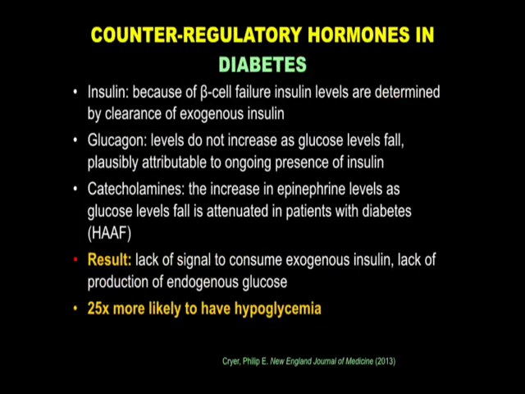In diabetes, those hormones don't work as well as they should. One of the reasons is because in the presence of high insulin levels, your body is relying on how quickly you can break that insulin down and clear it, which is why renal failure is one of the precipitants of hypoglycemia. With the high levels of insulin present, you also have a reduced secretion of glucagon, and glucagon is our first line defense, so if you have less glucagon, then you're going to have a less robust response to hypoglycemia. Catecholamines are also attenuated in patients with diabetes, which we'll look at in the next slide. As a result, these patients are 25 times more likely to have hypoglycemia.